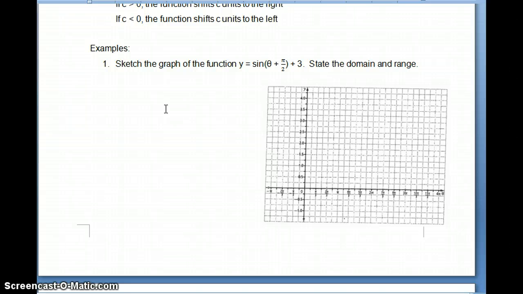In this example we're going to sketch the graph of y equals the sine of theta plus pi over 2, all added to 3. We need to state the domain and the range. Just like the last lesson, pause the video, try calculating a few values on your own, and then use your graphing technology to sketch your graph. In a couple seconds I'll put all my work on there and we'll see the graph. Make sure you pause the video, and we'll see you in a bit.